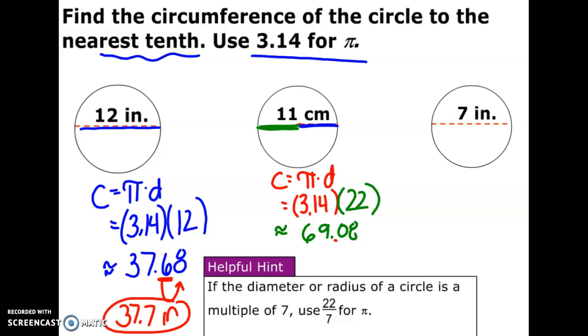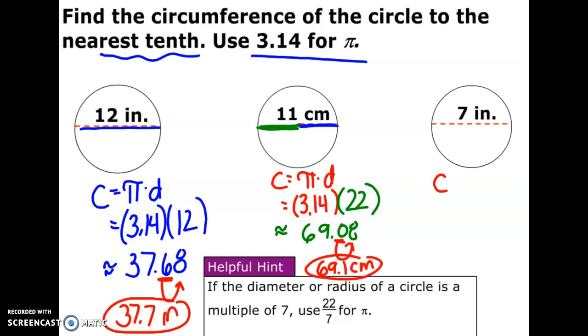Rounding it to the nearest tenth, I've got 0/10ths right now. Looking next door, that 8 tells me to bump it up. So my estimated distance around, the circumference, would be 69 and 1/10 centimeters.